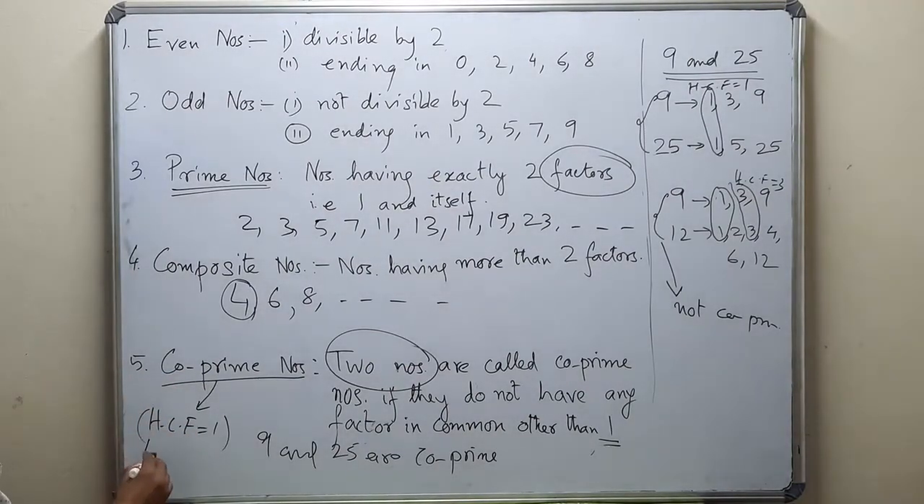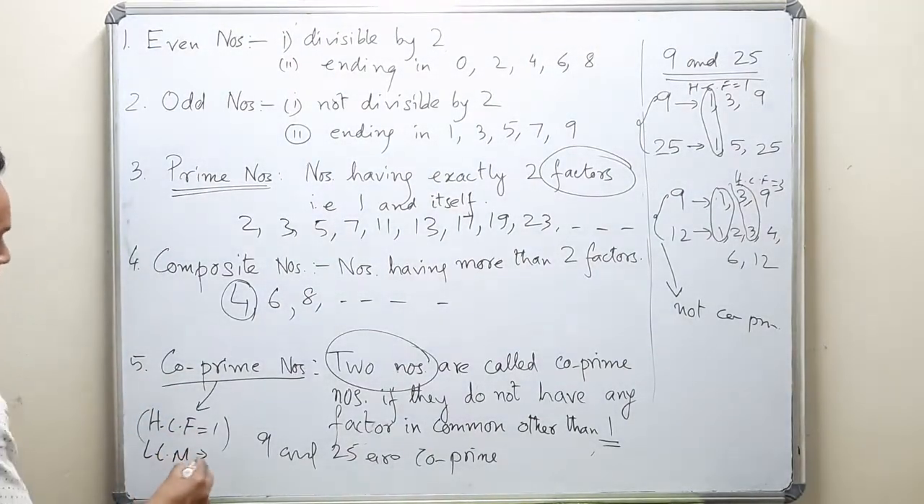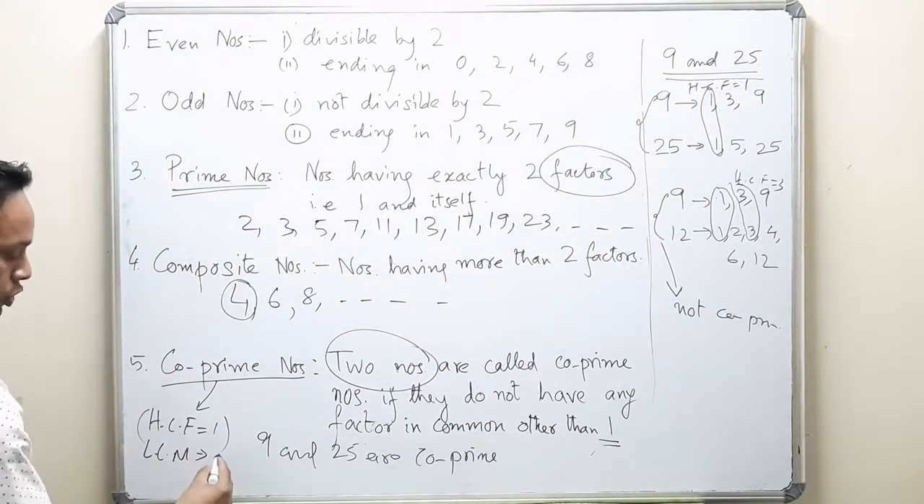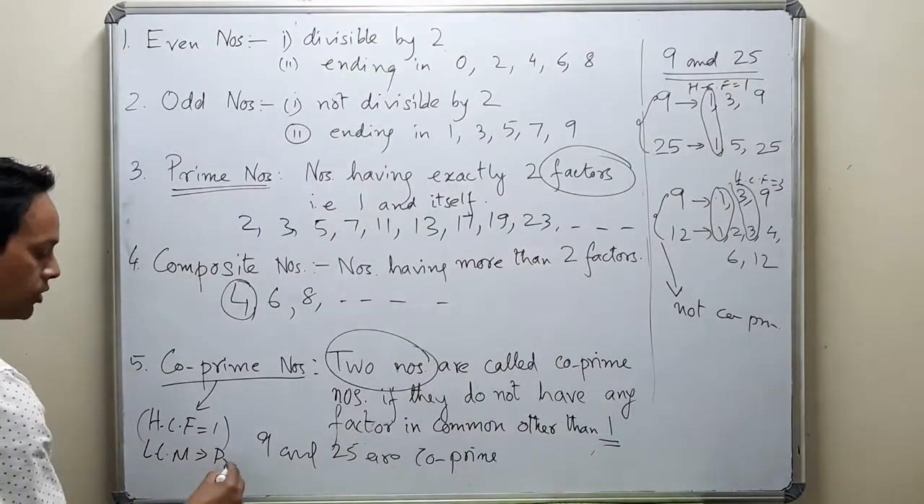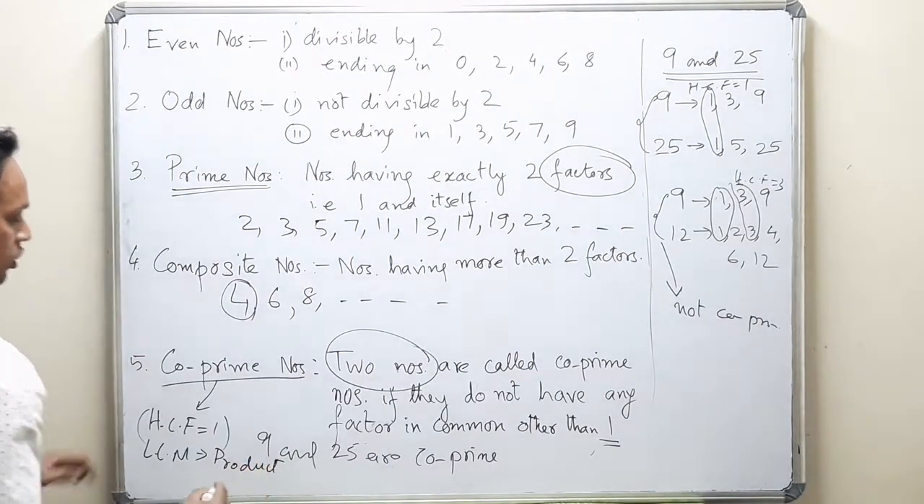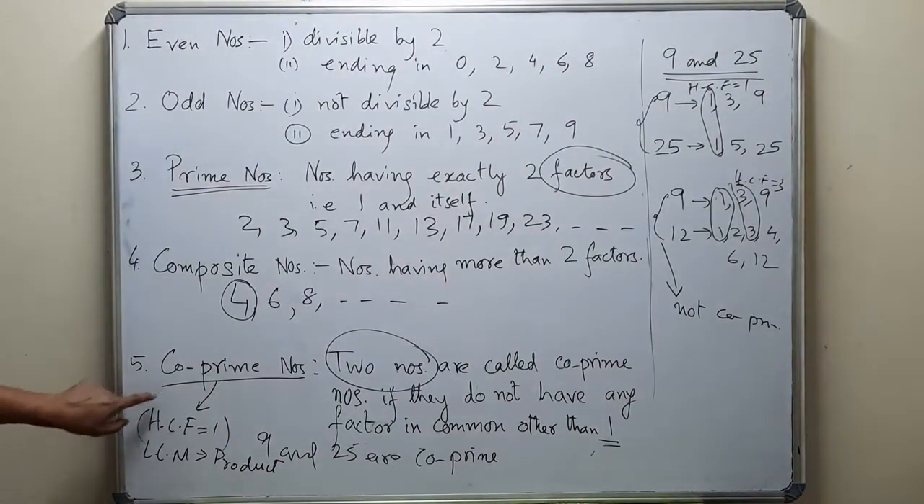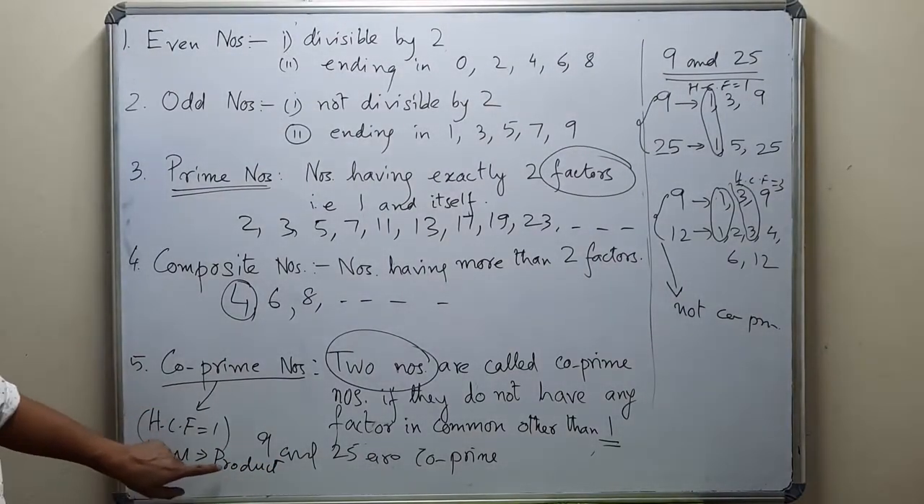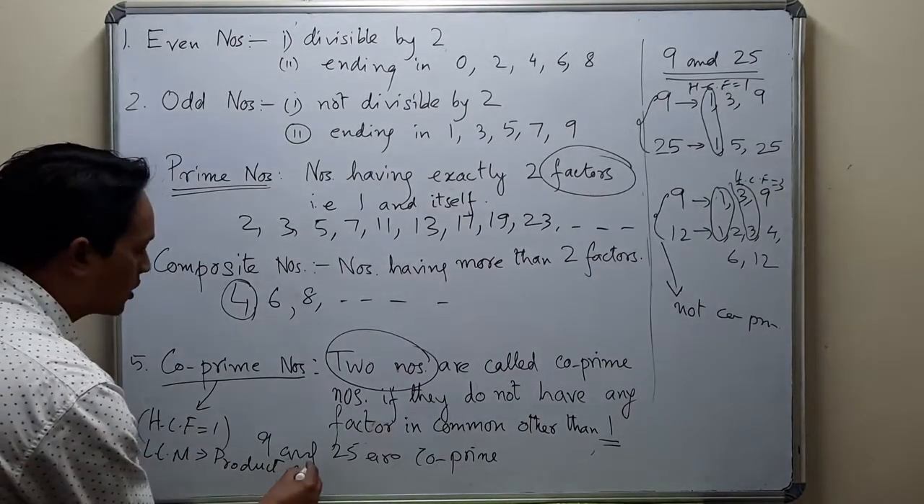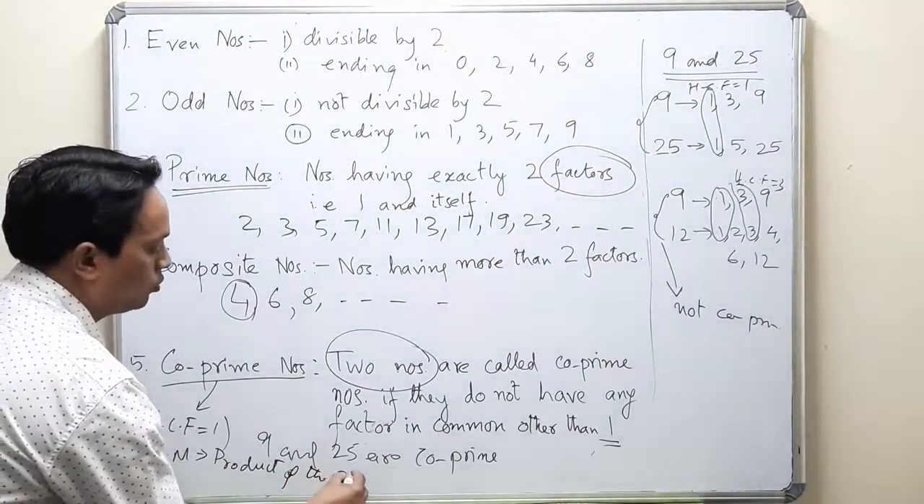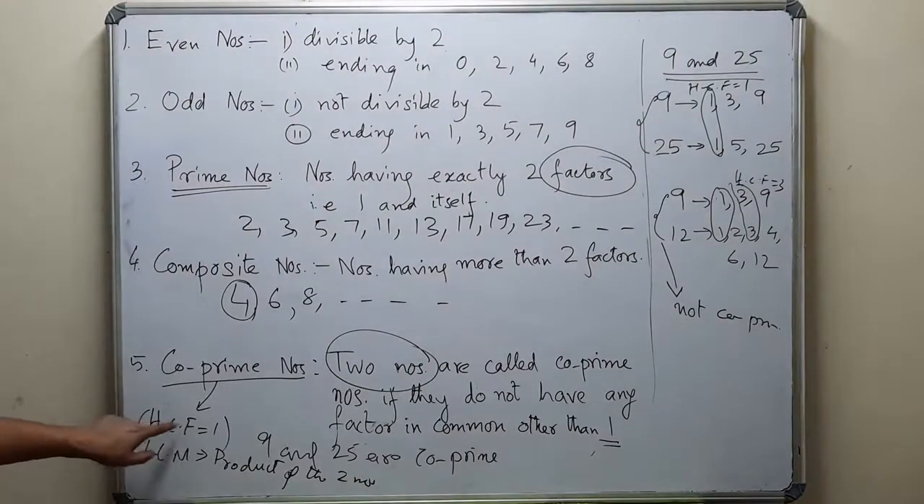And if you are asked what will be the LCM of 2 co-prime numbers, it will be the product of the 2 numbers. It will be the product. This is a common objective question. What will be the LCM of 2 co-prime numbers? LCM will be the product of the 2 numbers. HCF will be 1.